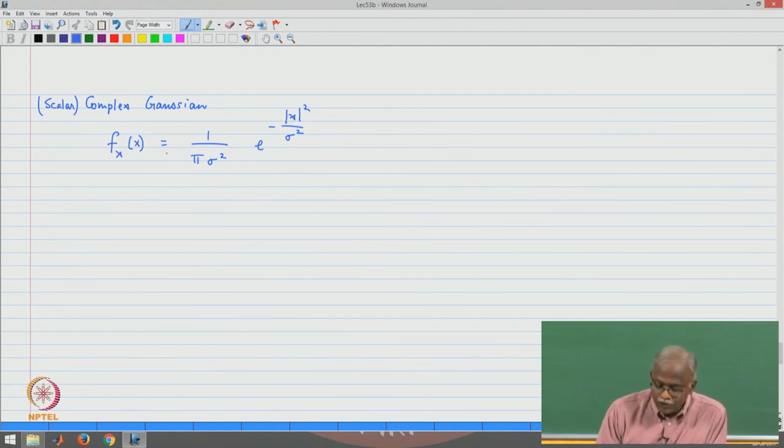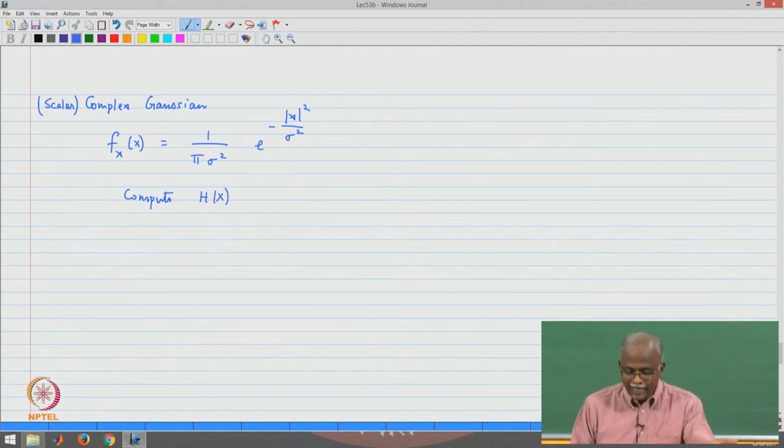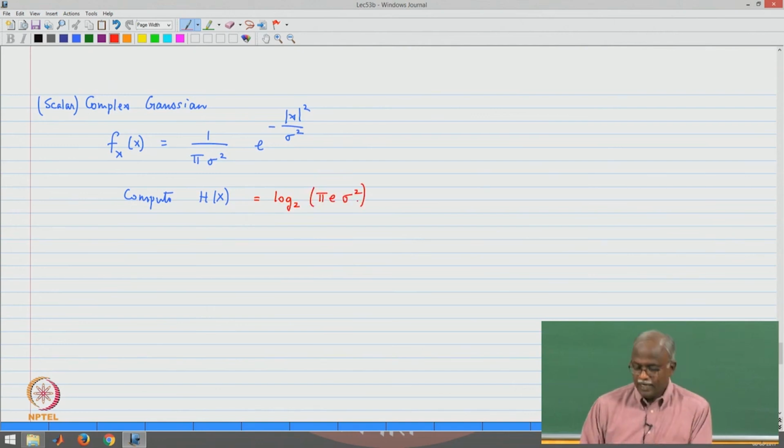So, what I would like you to do is compute the value h of x, the entropy of the variable x, where x is a scalar complex Gaussian, and I would like you to verify that the expression that we will get is equal to logarithm base 2 of pi e sigma squared. Okay. So, that is the entropy of a complex Gaussian scalar source. Again, I would like you to attempt to do this.